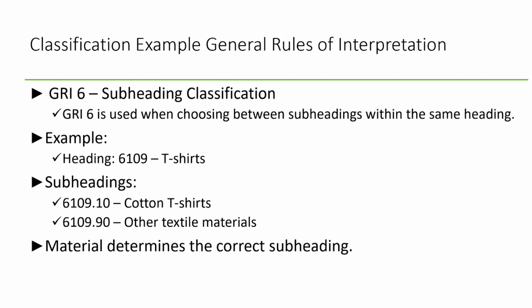And then GRI 6, subheading classification. That's used when choosing between subheadings within the same heading. So for example, 6109 t-shirts: 610910 cotton t-shirts, and 610990 other textile materials. So the material determines the correct subheading.